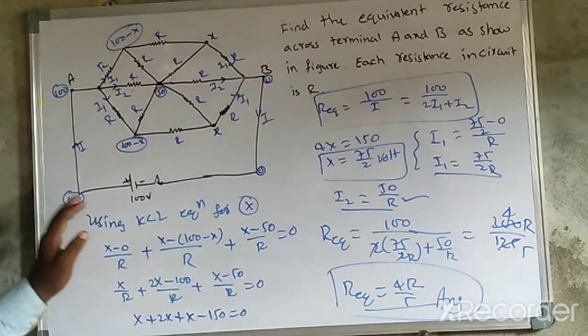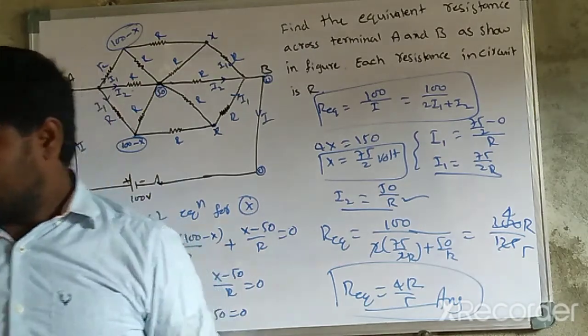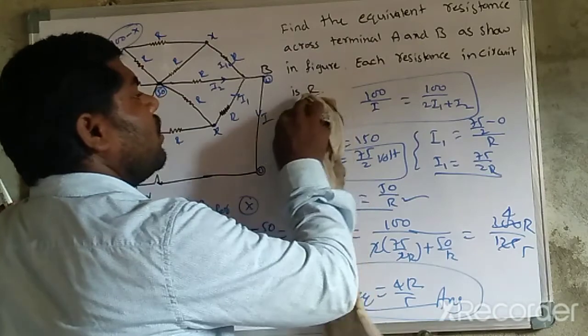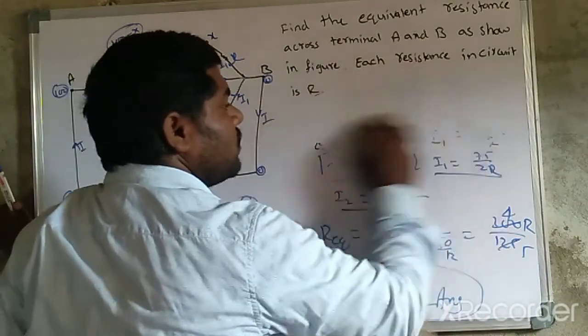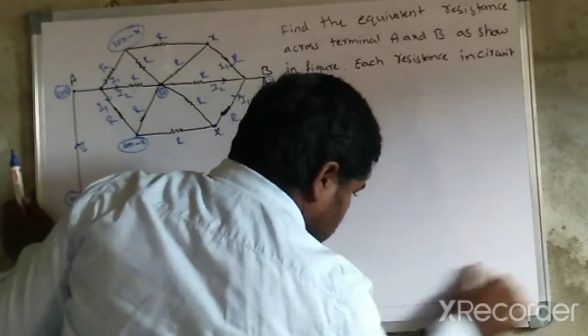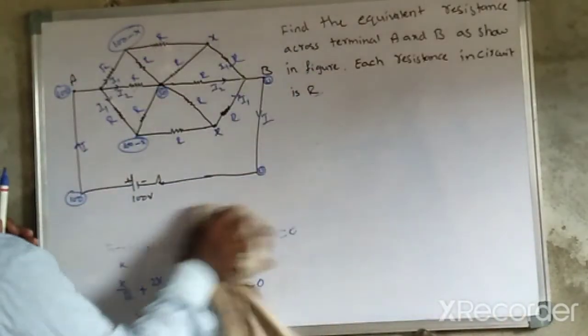So an alternate method is also there. We are going to discuss another method, an easy method. The first one is the actual method, and the shortcut method is also there. So see, here we go.